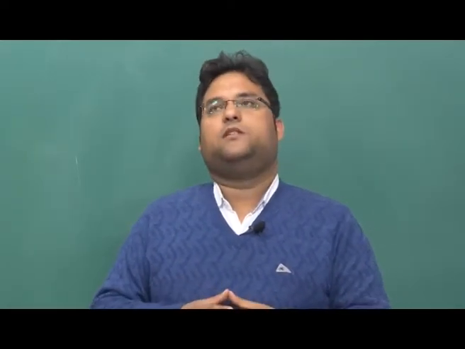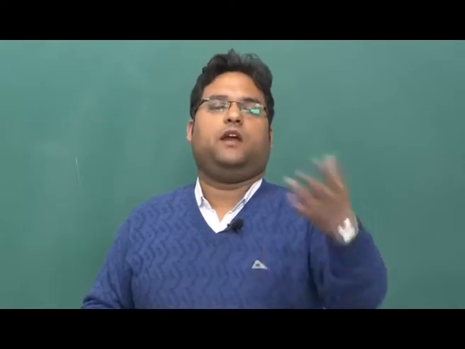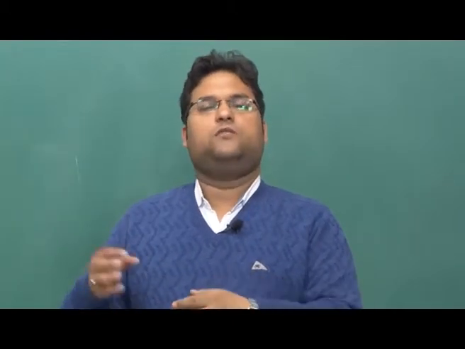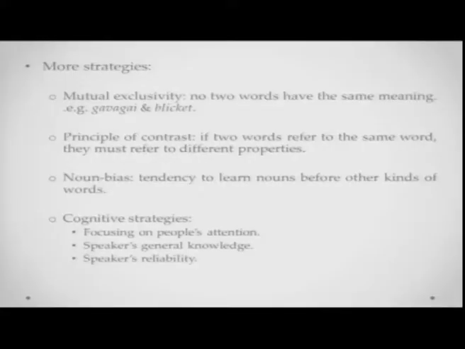Then the child will make a sense that maybe Gavagai stands for the head and Bliket stands for something else. So, if two words are referring to the same object again and again, they must refer to different properties of an object. One could be that it is an animal, the other could be that it is a very beautiful animal or a dangerous animal or something like that. So, these are some of the strategies that the children might be using.